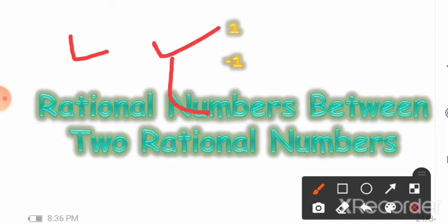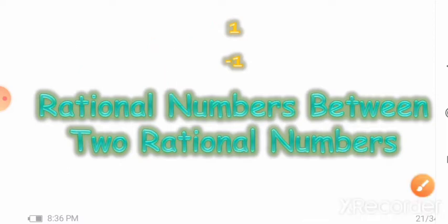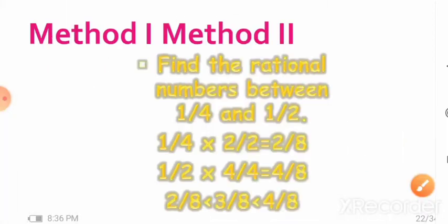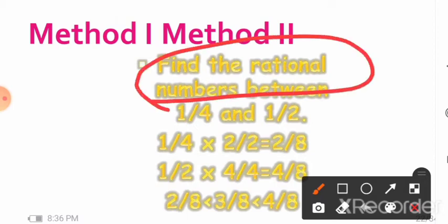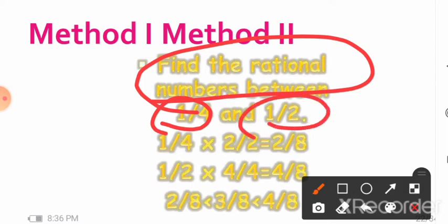There are two or more methods for calculating rational numbers between two rational numbers. So the first method is given here. First method, how to calculate rational numbers between two rational numbers. Question: find the rational number between 1 by 4 and 1 by 2.